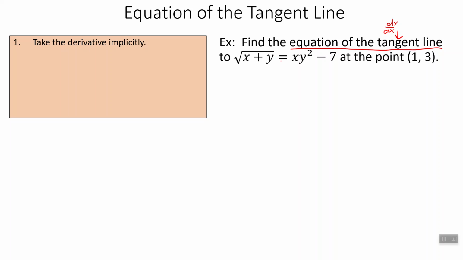All right, so we need to take the derivative of this guy at the point 1, 3. So we need the point, which we already have, and we need the slope. So we're going to take the derivative to find the slope. So I'm going to rewrite this as x plus y to the 1/2. And here I've got x times y squared, so that's going to be a product rule.